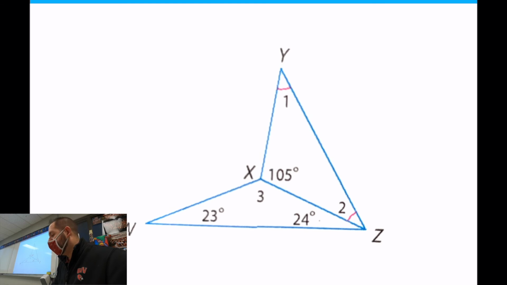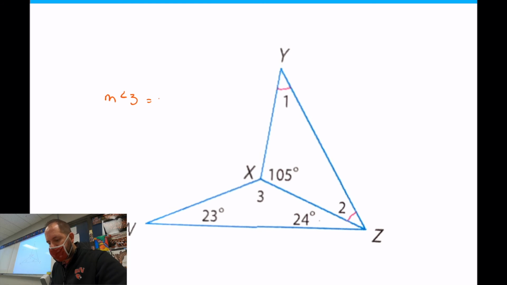133. Okay, good. All right, so now explain. How did you do it? I subtracted 23 and 24 from 180. Yeah, so you're absolutely right. You're absolutely right. So angle number 3 here, the measure of it. Say it again, what was the number?